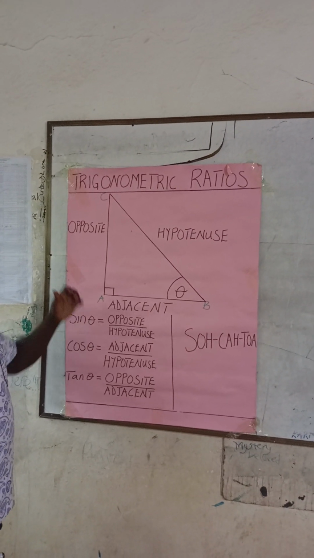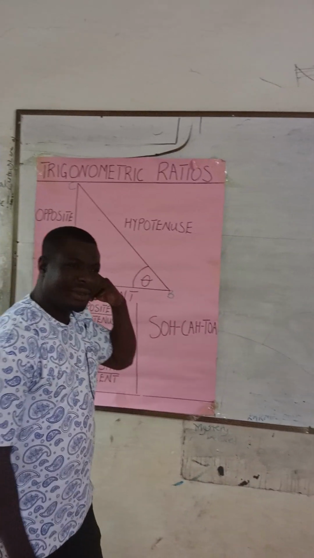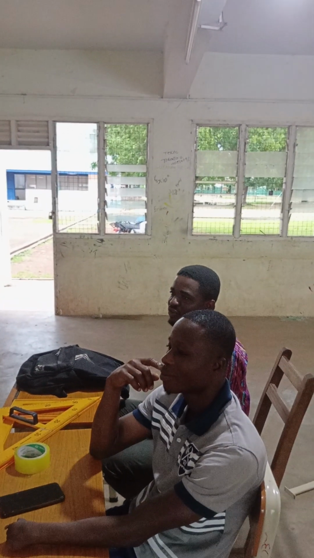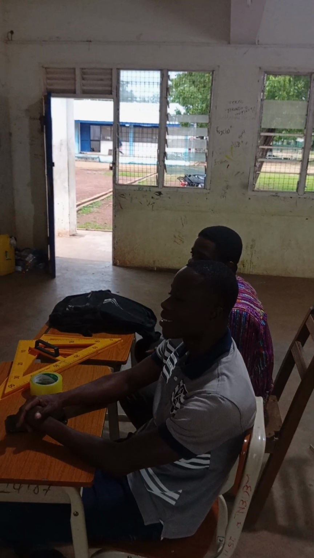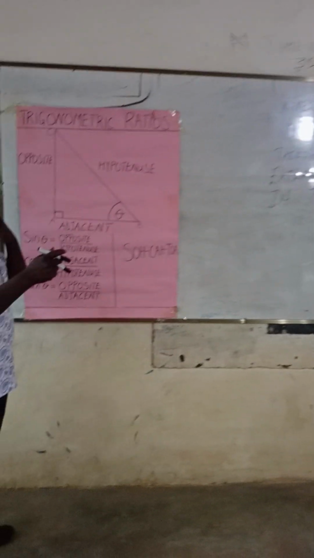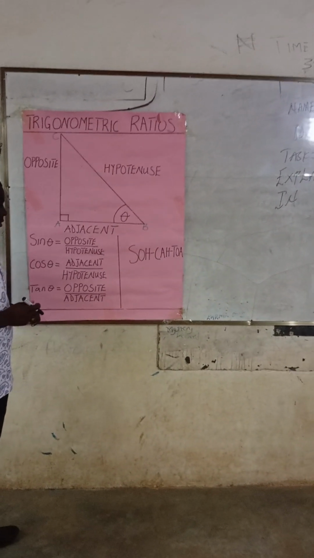If you remember, we talked of the three main trig ratios. Sine theta is equal to opposite over hypotenuse. Cos theta is equal to adjacent over hypotenuse. And the last one is tan theta, which gives us opposite over adjacent.